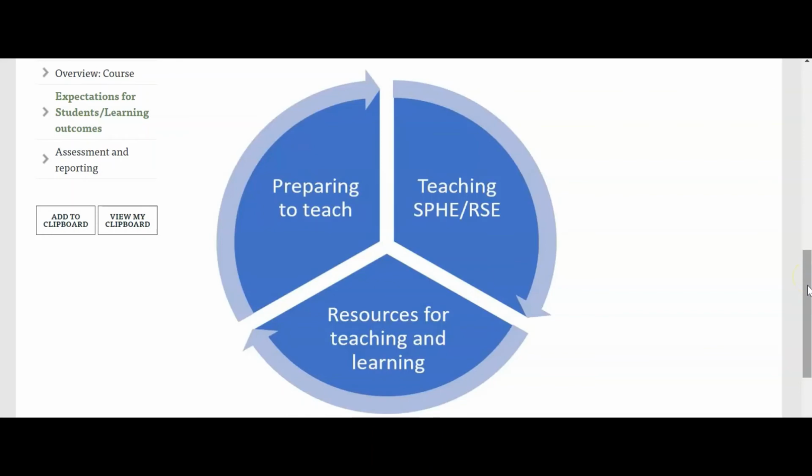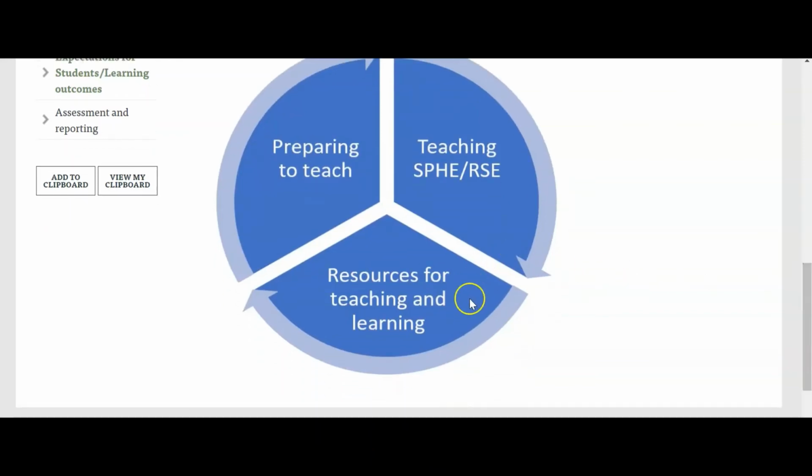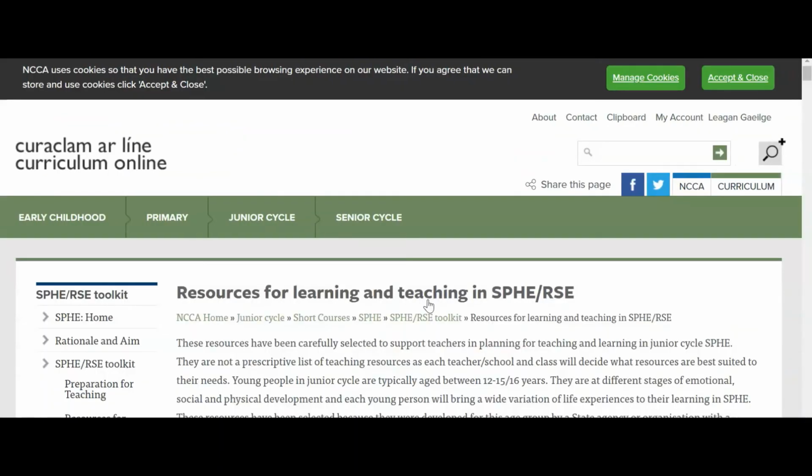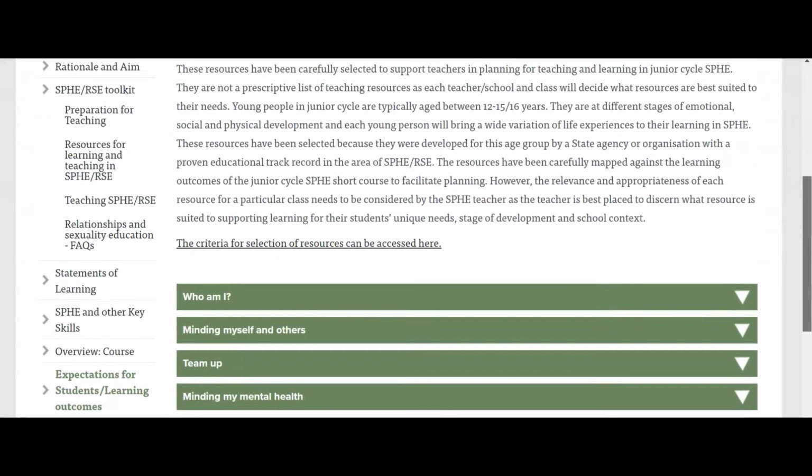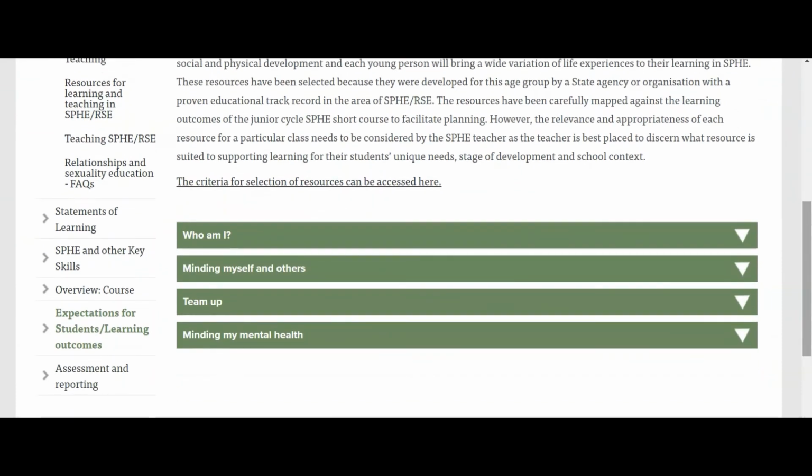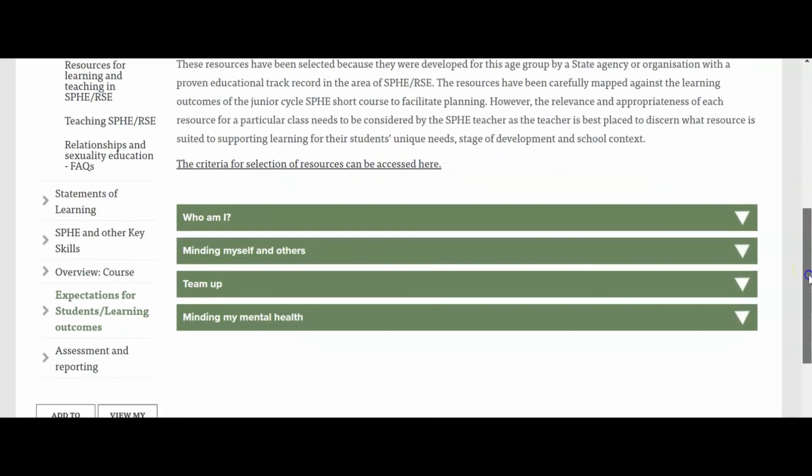The link I want to take you to is the 3rd tab, Resources for Teaching and Learning. When you click on this, it takes you to this page. As you can see, when you scroll down, there are 4 green tabs, each linked to the 4 strands of the short course specification. Under each tab is a list of resources that could be used to explore the various learning outcomes within the SPHE specification.